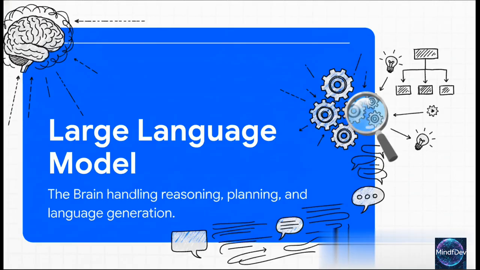You're probably already super familiar with these, things like ChatGPT, Google's Gemini, or Anthropic's Claude. This is the core engine powering the whole agent. It's entirely responsible for the reasoning, the planning, and generating the language. Basically, without the brain, the agent can't think. But a brain alone isn't quite enough to do complex tasks over a long period of time.